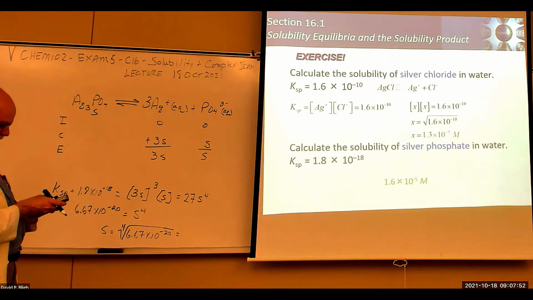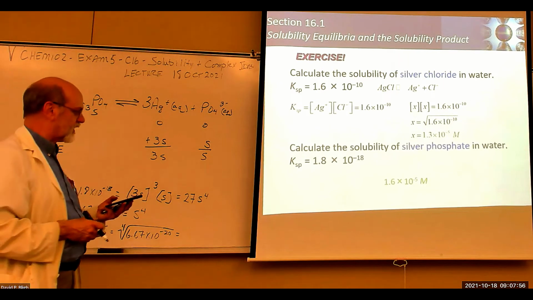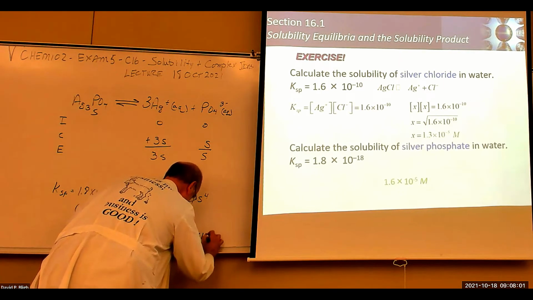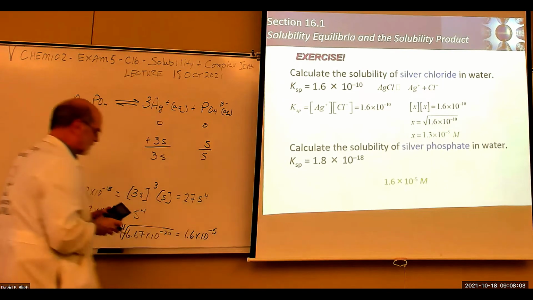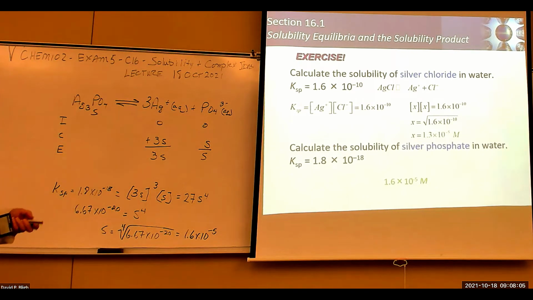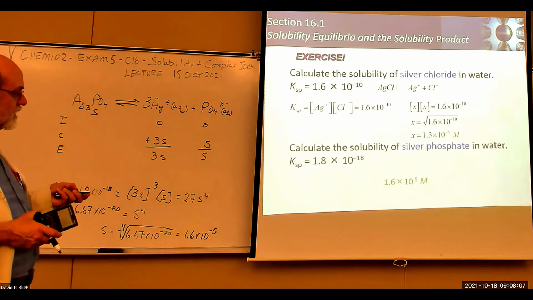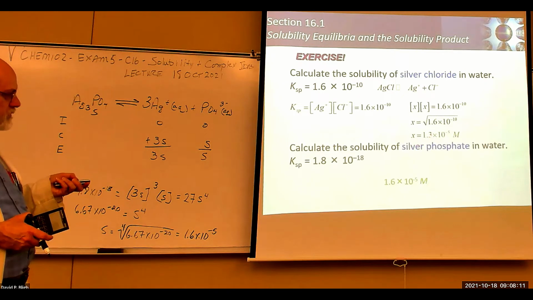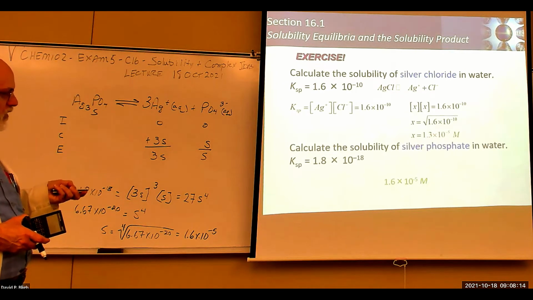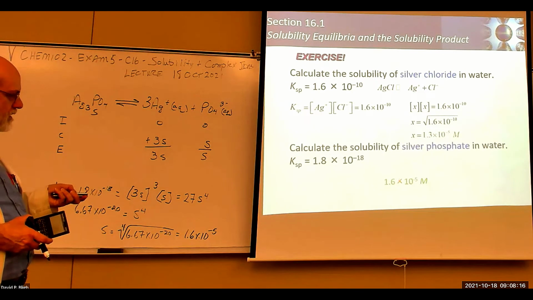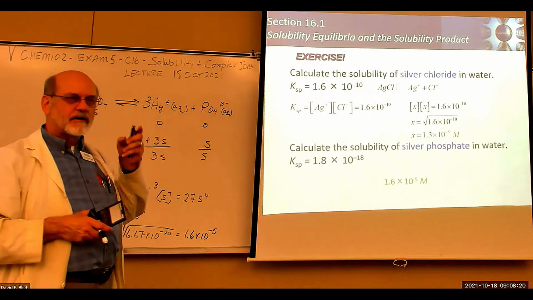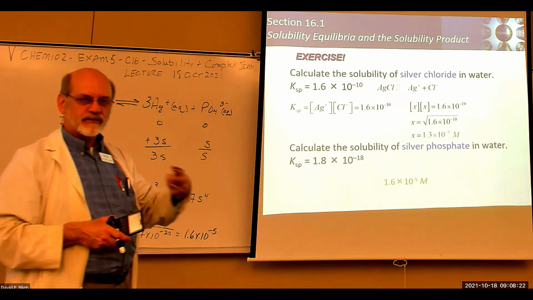0.25 and then hit the power key. There it is, 1.6 times 10 to the minus 5. There you go. So, as it turns out, silver phosphate is more soluble than silver chloride. Right? We could not compare the KSPs because the salts produce different numbers of ions.